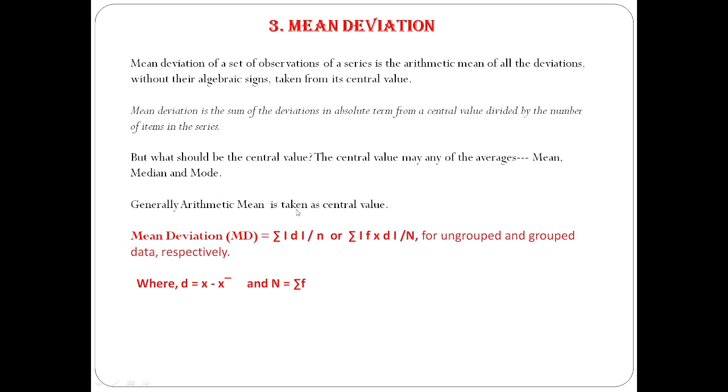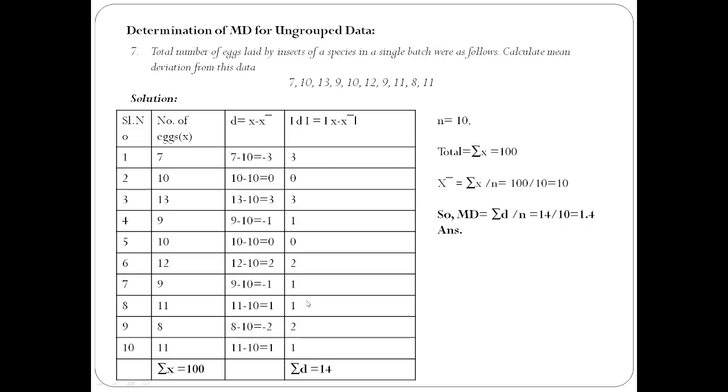Generally, arithmetic mean is taken as central value. So how to calculate the mean deviation? Here is the formula: summation of modulus d divided by n, or summation of modulus f into d divided by n, for ungrouped and grouped data respectively. What is d? d is equal to x minus x bar. x is the value of a particular variable, x bar is the mean of this series, and n is equal to summation of f.